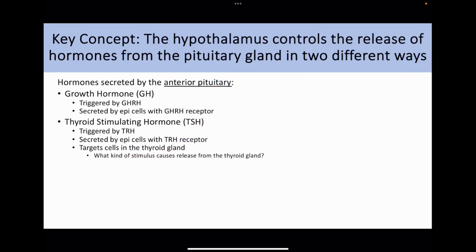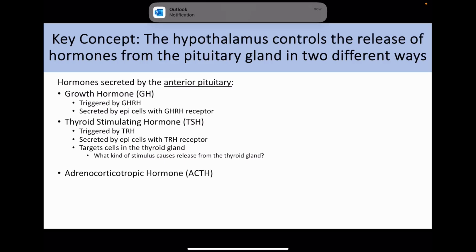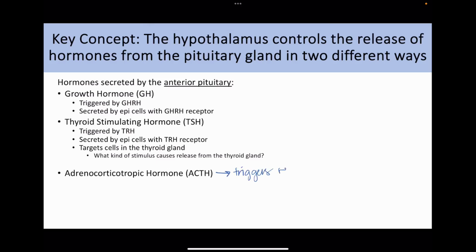Now, the other cells that are released by the anterior pituitary, we won't talk about how the hypothalamus controls those, because we're only going to focus on hypothalamic control with these two. But there are still some other hormones that get released from the anterior pituitary. That includes adrenocorticotropic hormone that we talked a little bit about last week. This triggers the release of cortisol, so it's involved in our stress response, and we'll talk more about that towards the end of the lecture.